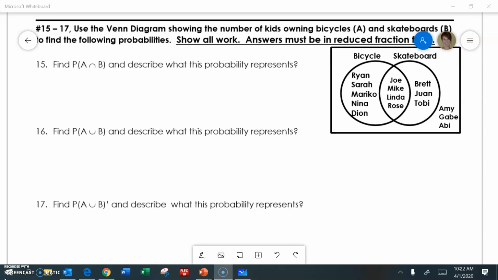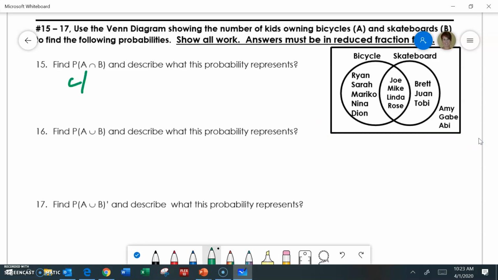So the first question, find the probability of owning a bicycle and, remember that's an intersection, so A intersects B. So we are only including Joe, Mike, Linda, and Rose. And if you count the number of people that you see in this entire Venn diagram, there were 15 people. So Joe, Mike, Linda, and Rose, that accounts for 4 out of 15.